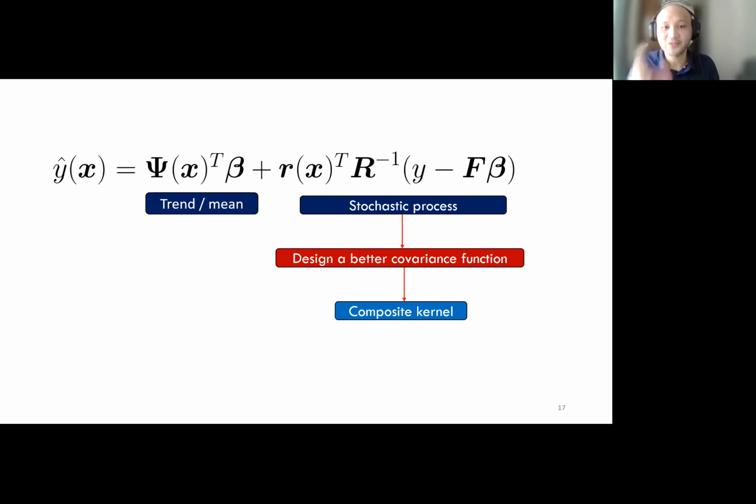So let's view this Gaussian process from one viewpoint. I want to show you that we can improve Gaussian process regression by improving the stochastic process. So one way to do this is to design a better covariance function or correlation function or kernel function by composite kernels.